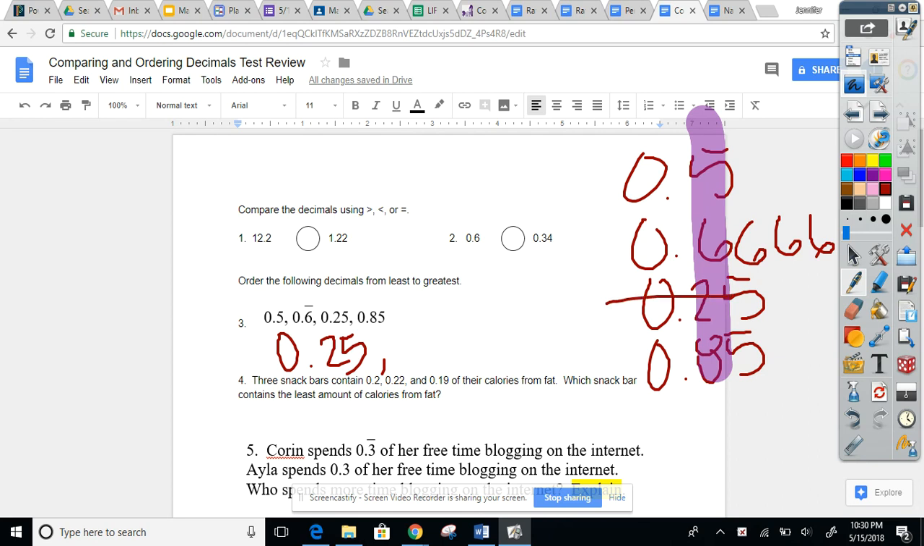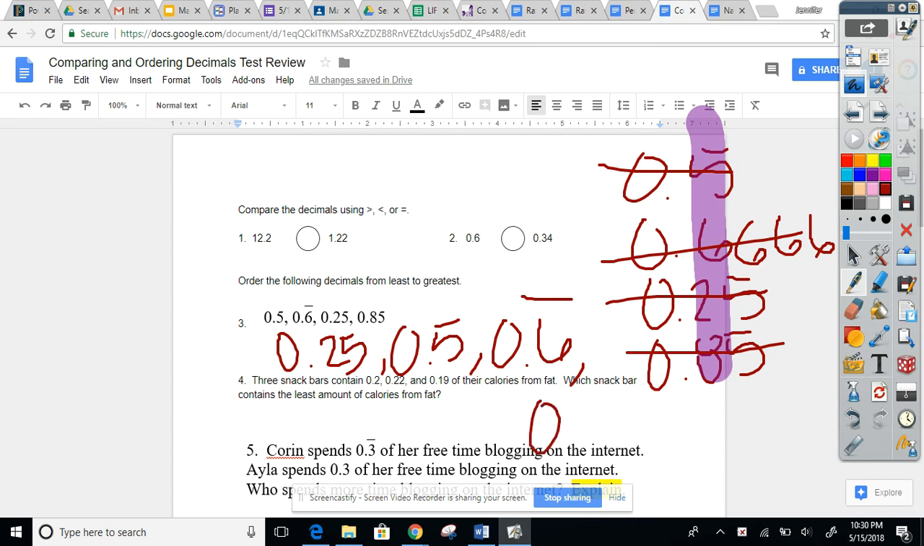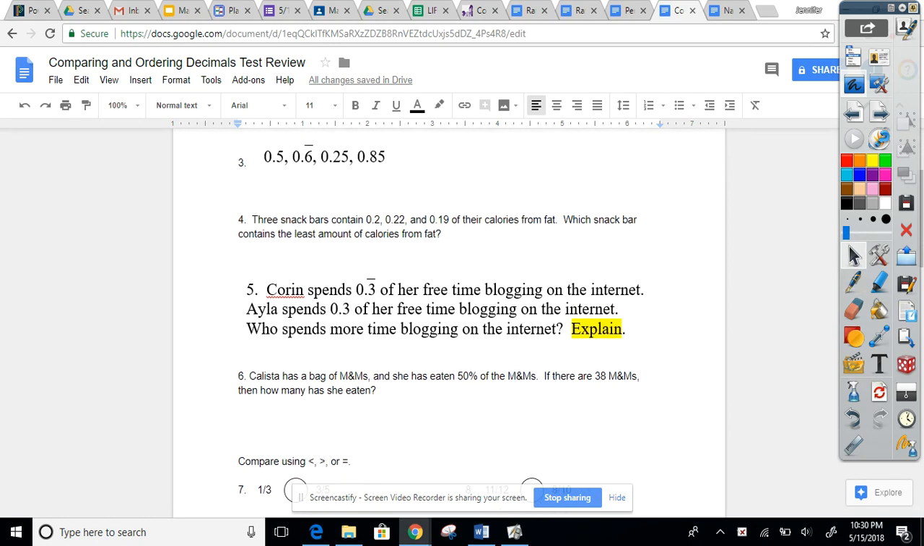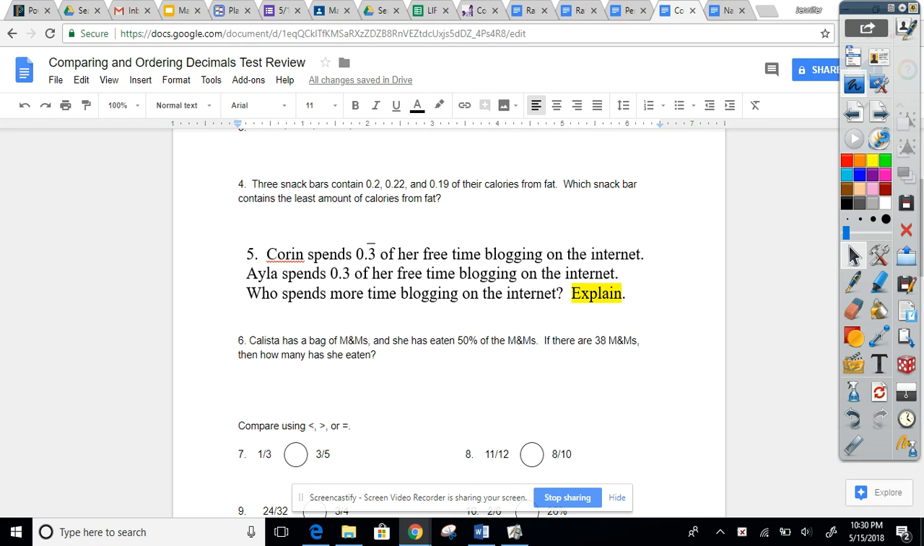Next, we have our 0.5, so that's a half. Then we have our decimal 6 with a bar over it. And then we have our 85/100. So when we order them, please remember to look at your place value. It does not matter how long it is. It doesn't matter how many digits it has. It matters about the place value and which one's larger. Number 4 is the same thing as number 3.